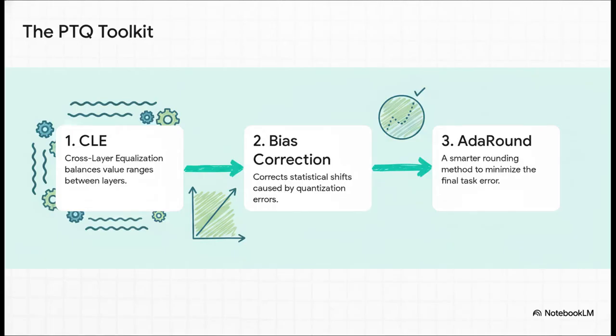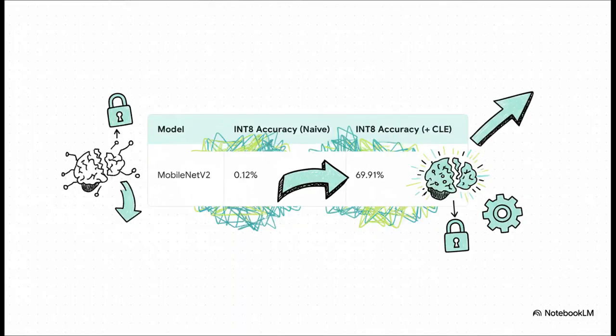Inside this toolkit, you've got 3 main instruments. First, cross-layer equalization. It basically rebalances the numbers across the model to make sure no single part is too sensitive to rounding errors. Second, bias correction, which cleans up any predictable shifts in the output caused by those errors. And finally, something called AdaRound, which is a much, much smarter way of rounding numbers. We'll get to that in a second. Let's see that first tool in action.